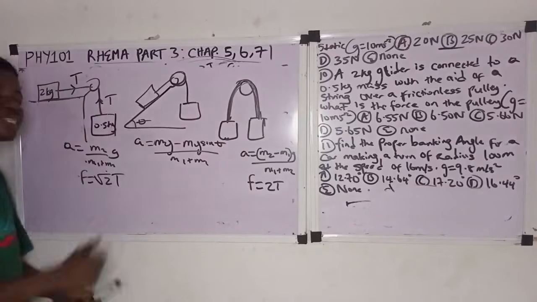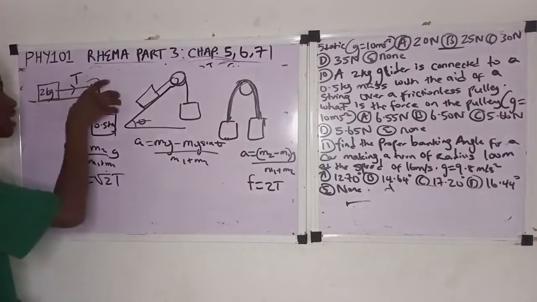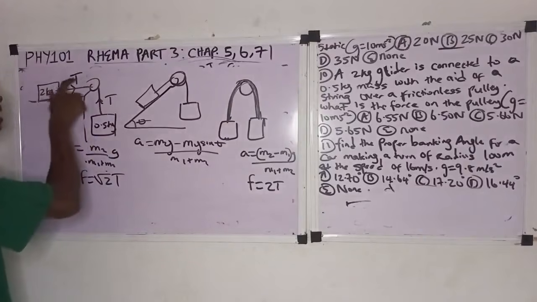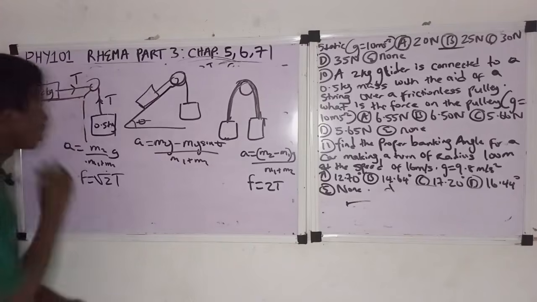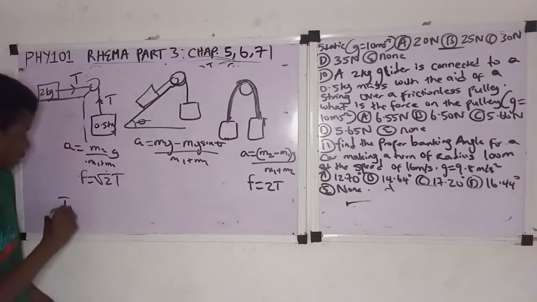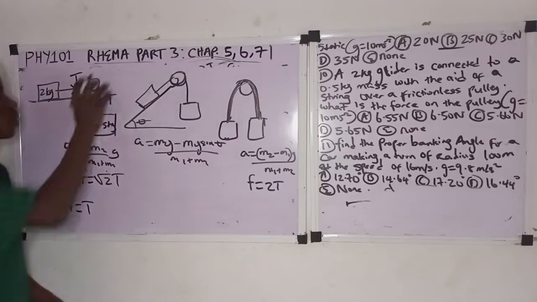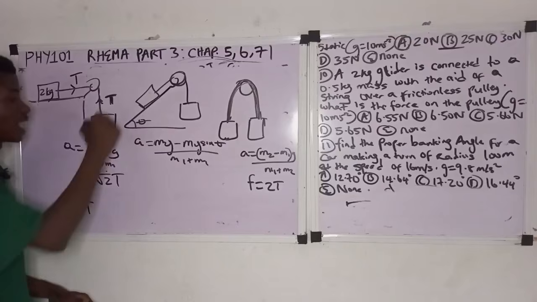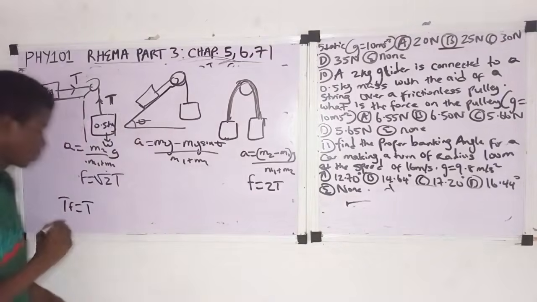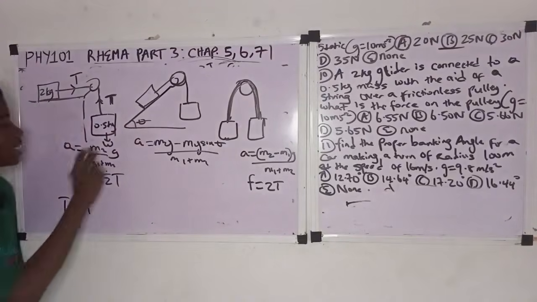Okay. Now let's look for the total force acting here and the total force acting here. How many forces are acting here? It's only one, which is only the tension, right? So in this place, the total force acting is just one, which is the tension. What about here? The total number of forces acting here is 2: the tension as well as the weight.